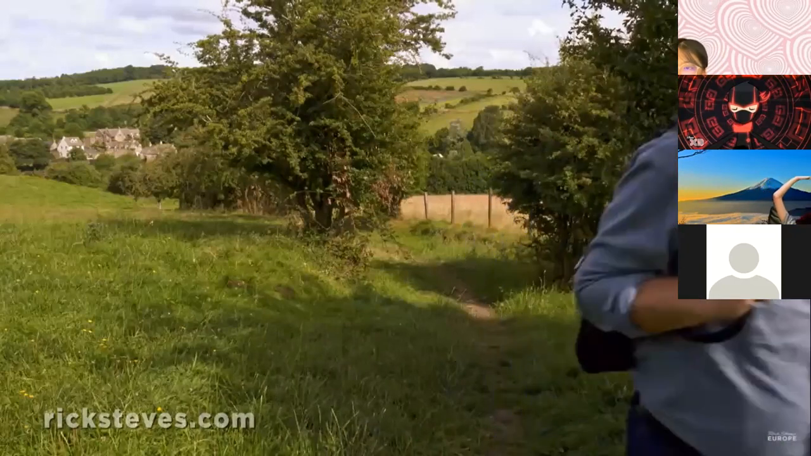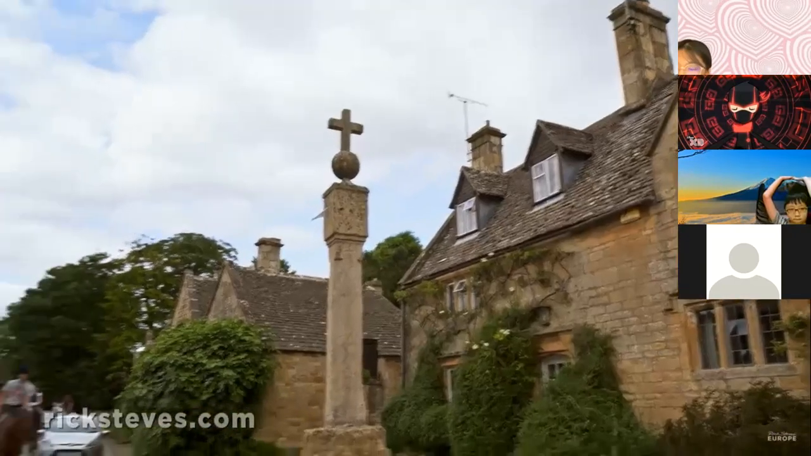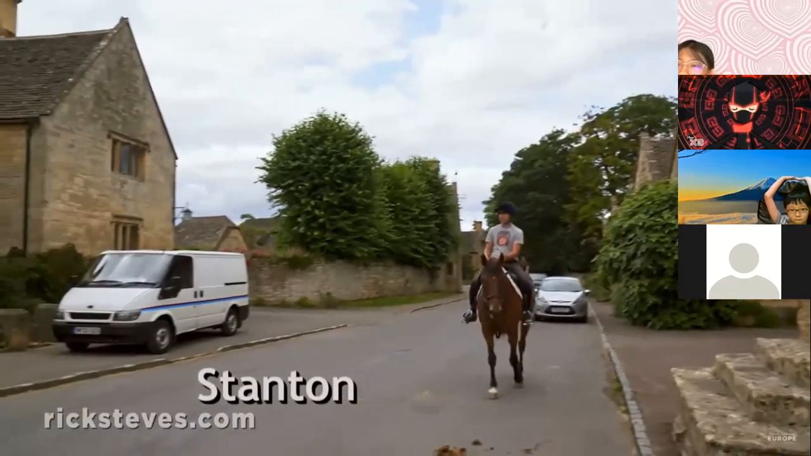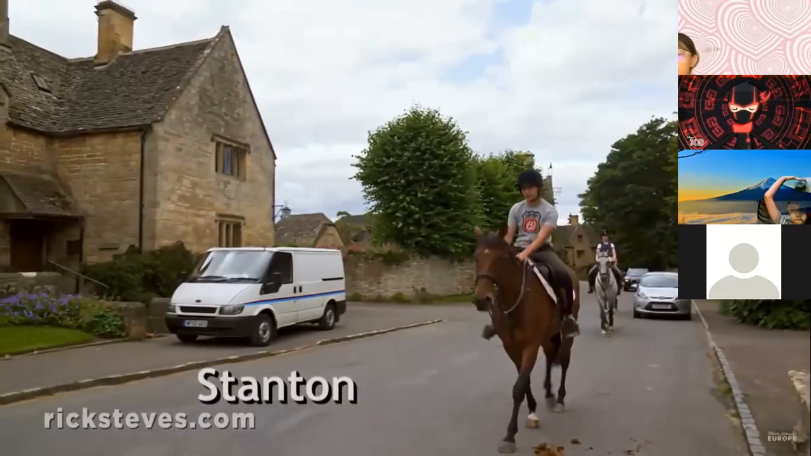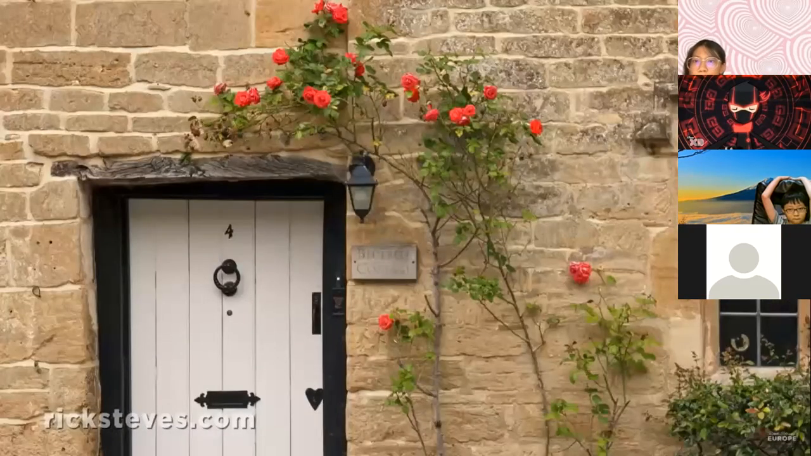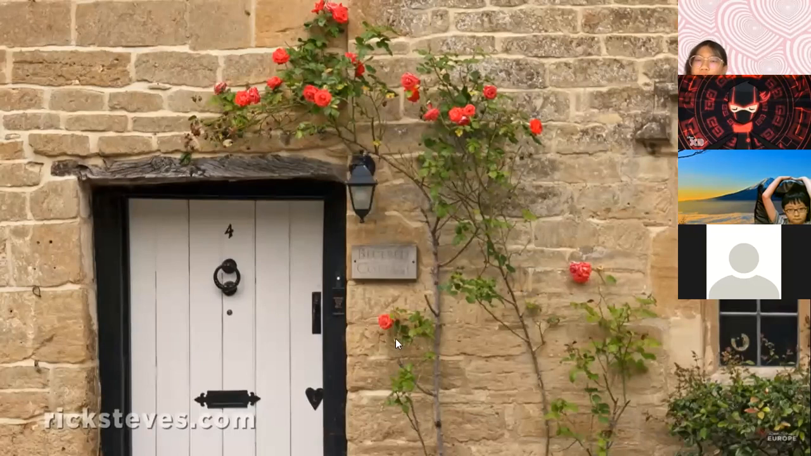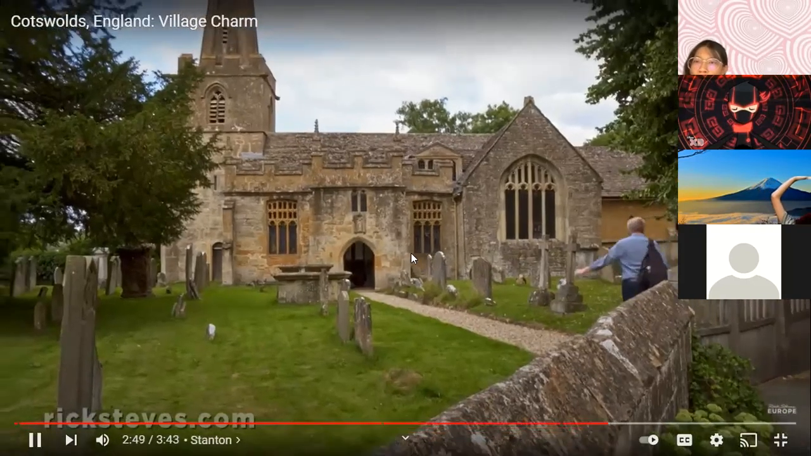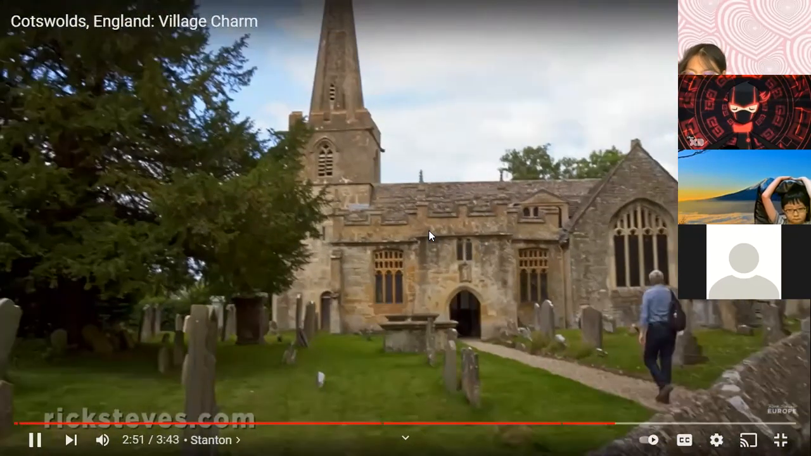Continuing our walk, we come to the quaint village of Stanton. Travel writers tend to overuse the word quaint. I save it for here in the Cotswolds. A strict building code keeps village towns looking what many locals call overly quaint. Village churches welcome walkers to pop in and enjoy a thoughtful break.